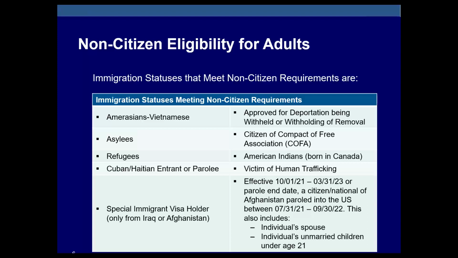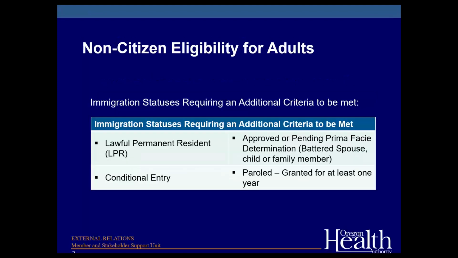So basically, this slide identifies the basic immigration status types that automatically meet non-citizen requirements. This means that no additional requirements, such as meeting the 5-year bar waiting period, apply to these statuses. As a reminder, if otherwise eligible, these individuals are OHP Plus eligible.